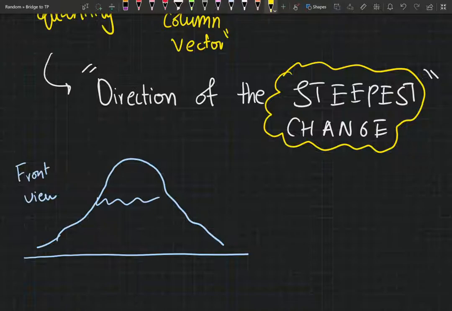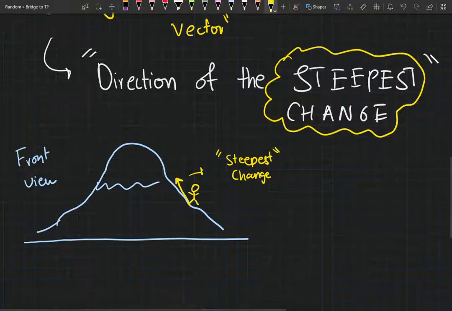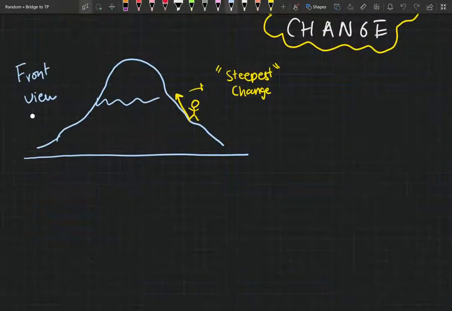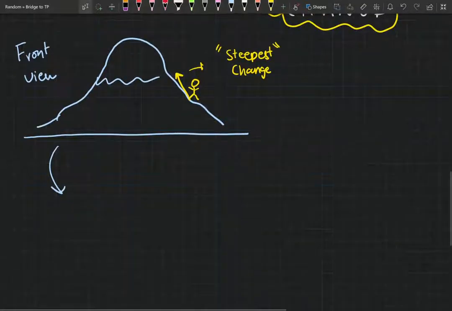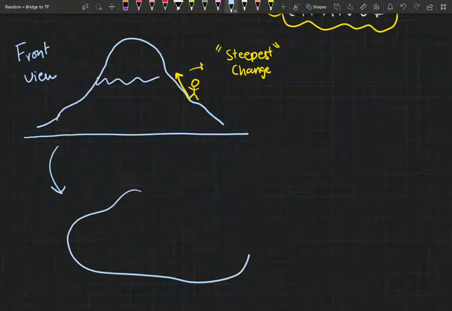And if I want to climb this mountain, I'm somewhere here. I obviously want to go in the direction of steepest change, the steepest ascent. That's the direction I want to step in. And if I were to draw contour plots of this mountain, what does that mean?